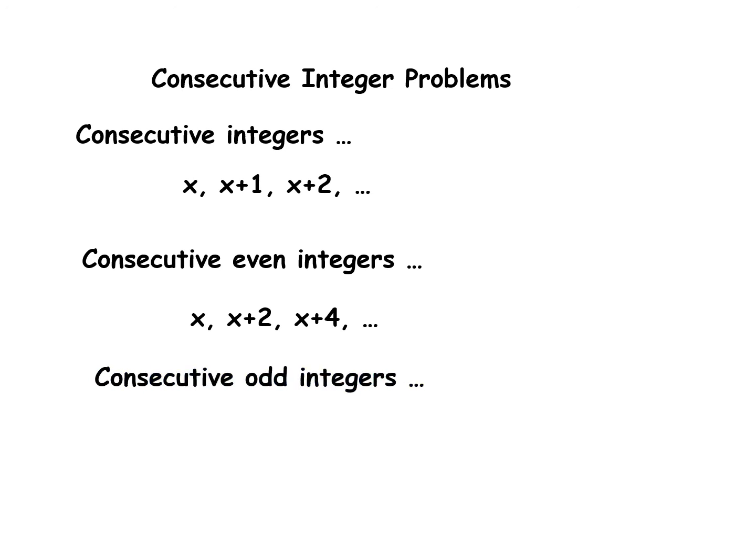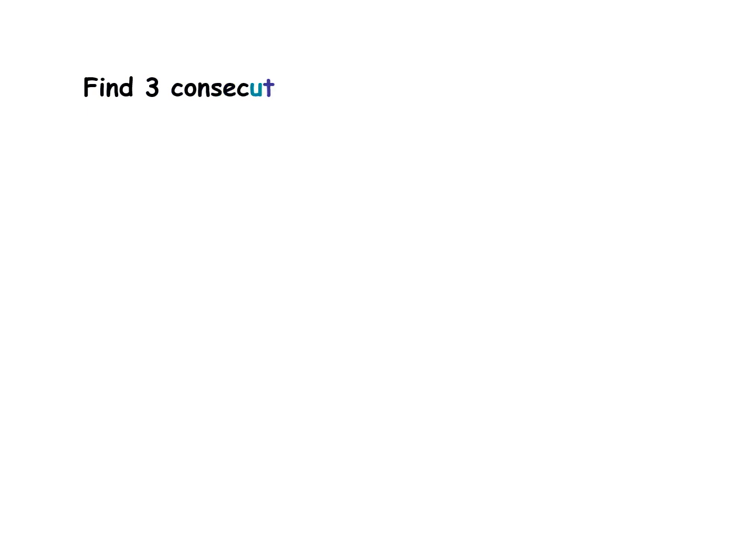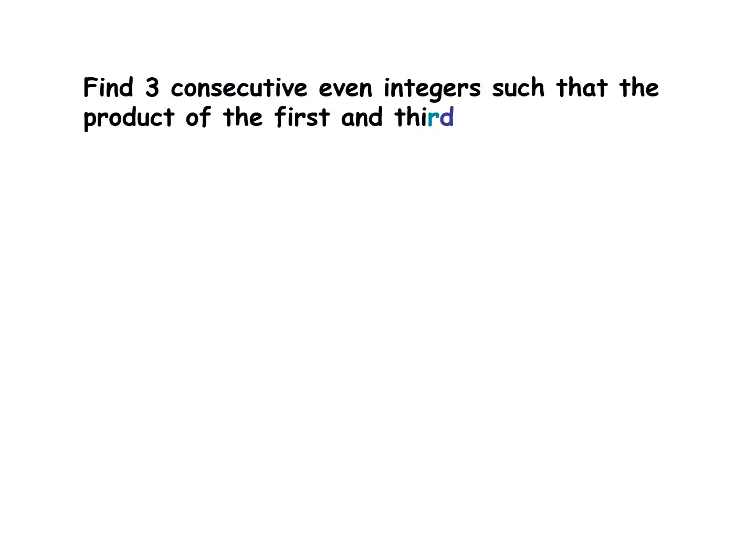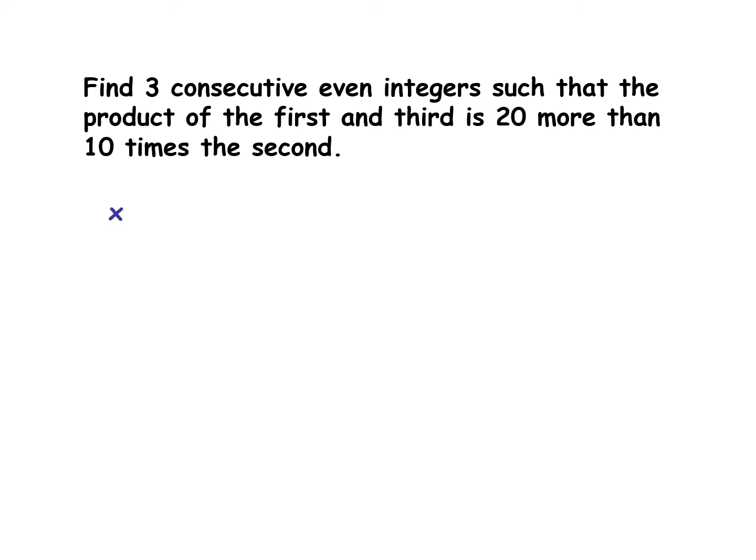And the same thing with the odd numbers. I'd still have to add 2 because I'm jumping a number every time. So if x was 3, the next number would be 5, which is 3 plus 2. And the next number would be 7, which is 3 plus 4. So if it says find 3 consecutive even integers such that the product of the first and the third is 20 more than 10 times the second. So that's a lot to wrap your head around.